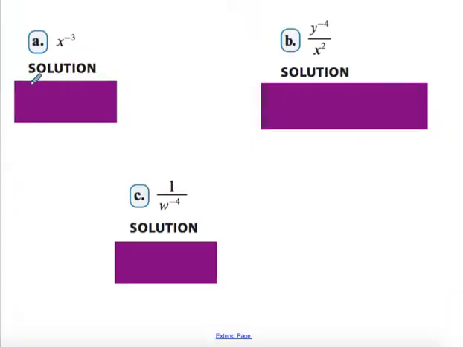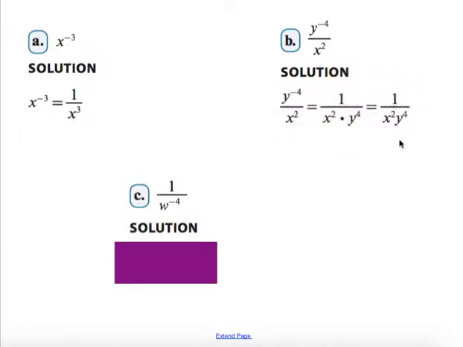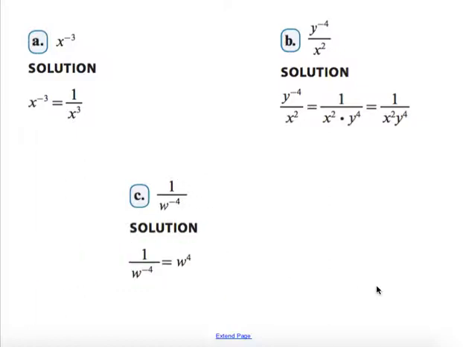Okay, so let's practice with a couple things with variables. X to the negative 3rd power, remember we can put that underneath 1, and we see that our solution is 1 over x to the 3rd. We can take this y to the negative 4th and put it in the denominator. The x to the 2nd doesn't need to go anywhere because it has a positive exponent, so we're good there, and we just have 1 over x squared y to the 4th. And to get rid of this negative exponent, if it's in the denominator, remember we can put it in the numerator and get w to the 4th power.